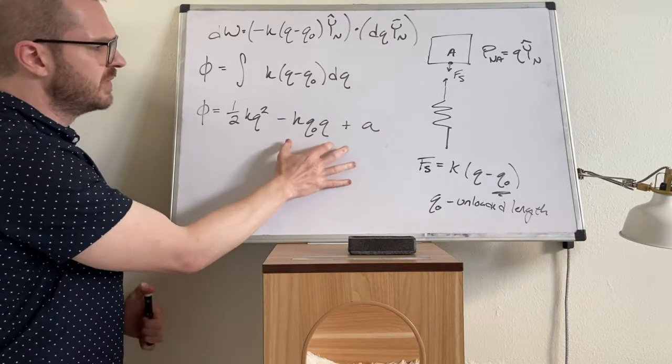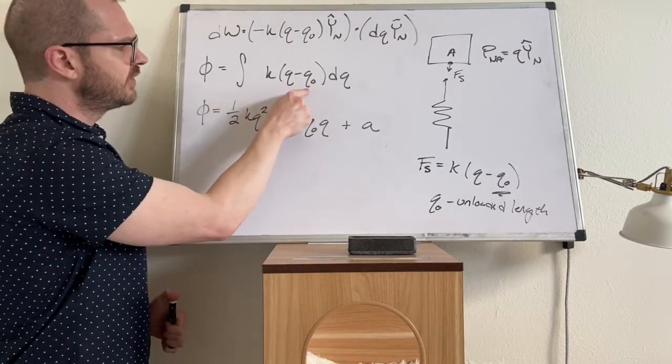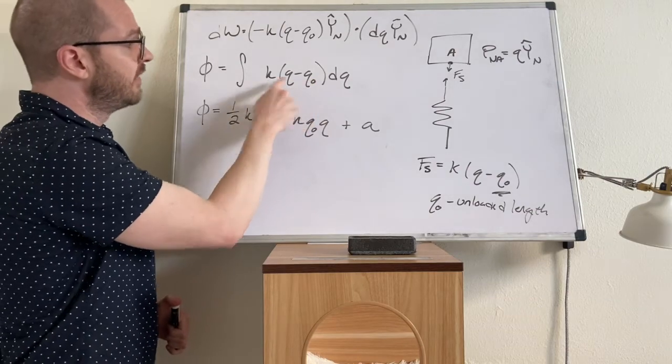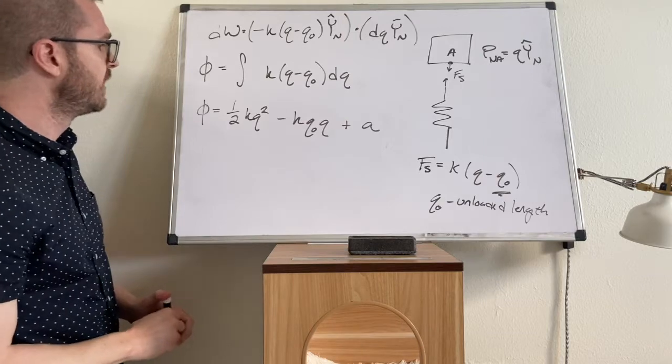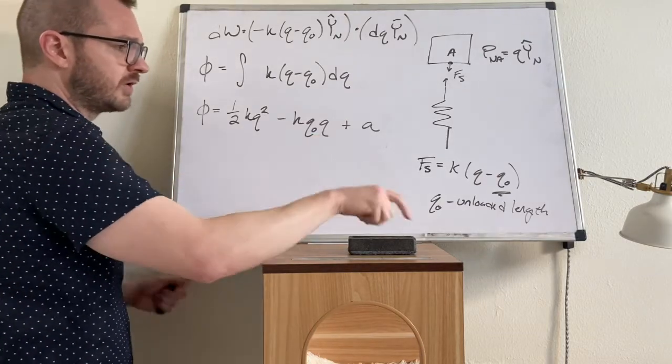Now, this term in the middle, where did this come from? k is a constant, q naught is a constant, and that makes it just a constant multiplied by the dq. So you end up with a q. All right, so what are we going to do with the integration constant this time?